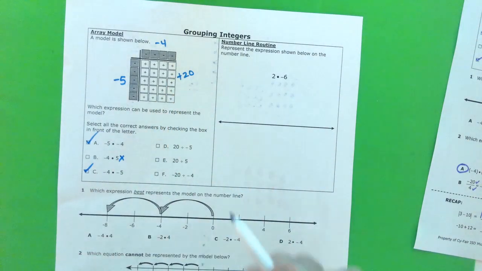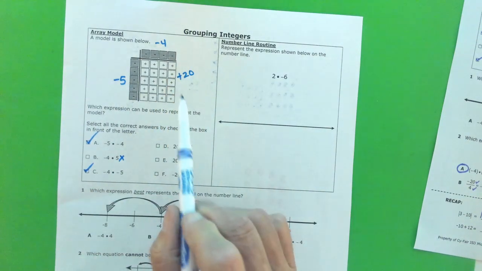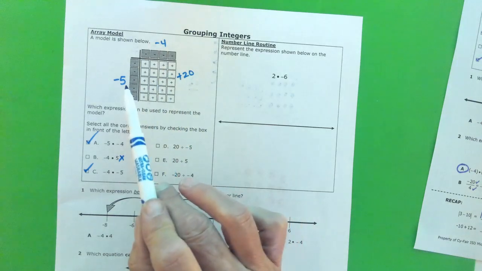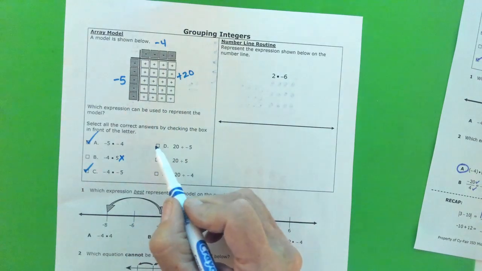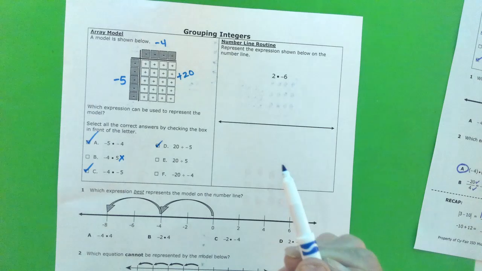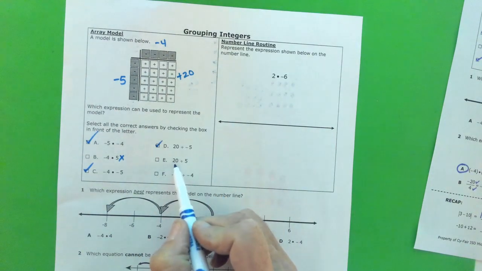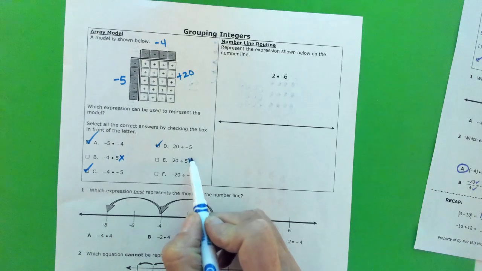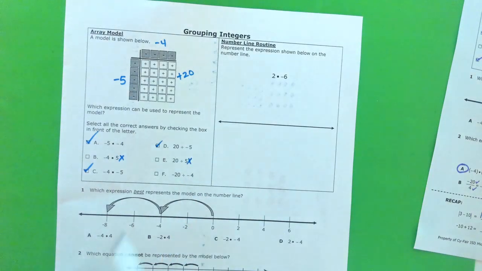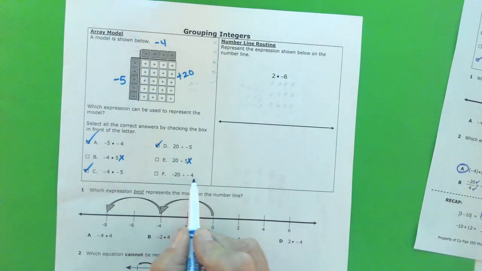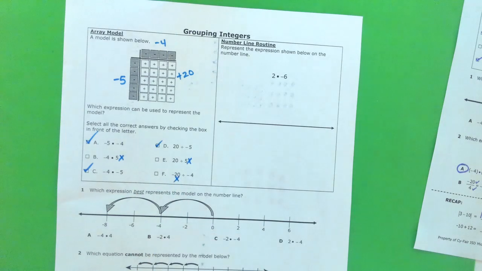Here we go. Ooh, division. What if I take 20 positives and divide by 5 negatives? Yep, because division is just the reverse of multiplication. What about a positive 20 and a positive 5? Nope, the positive 5 won't let it work. What about a negative 20 and a negative 4? Nope, the negative 20 should have been a positive.